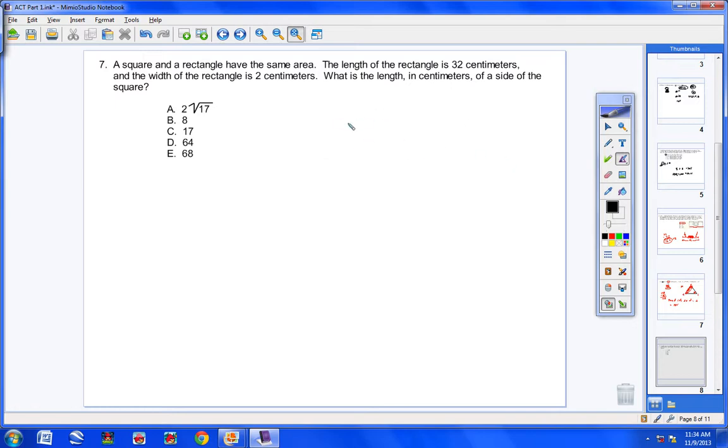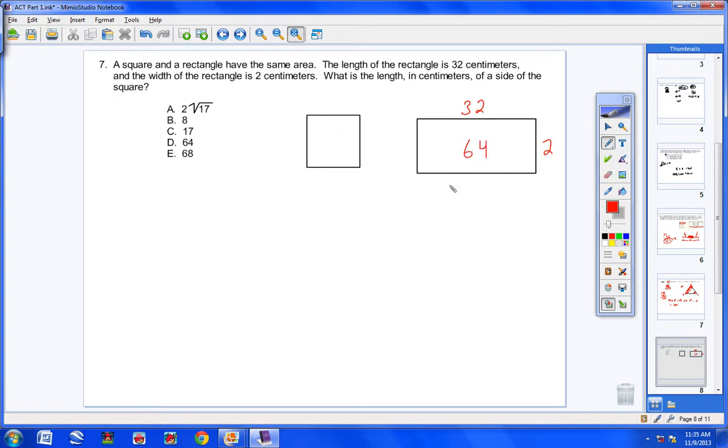So I very quickly realized it would probably behoove me greatly to draw a square and then draw a rectangle. I can do that very quickly, okay? Then I can say the length of the rectangle is 32, the width of the rectangle is 2. So what would the area be, by the way? The area would be 64.